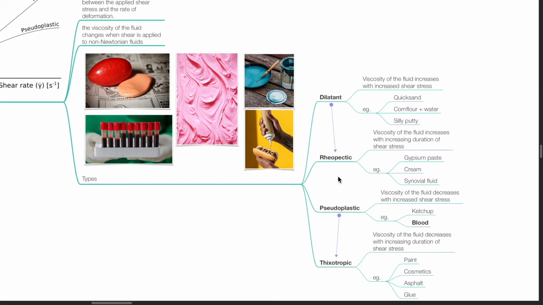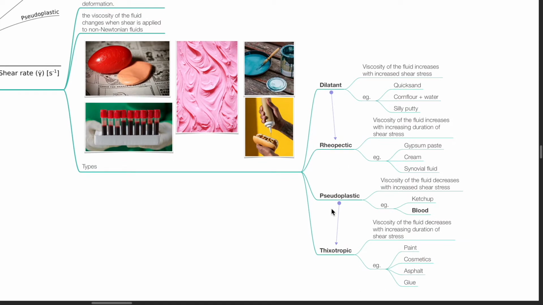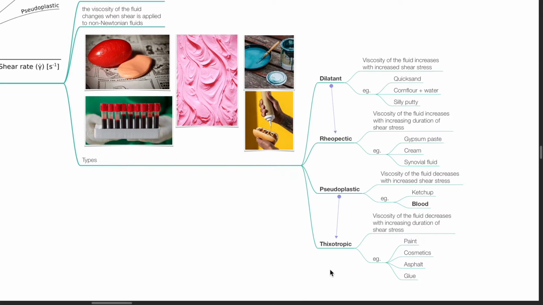In rheopactic fluids, viscosity of the fluid increases with increasing duration of shear stress. Examples include gypsum paste, cream, and synovial fluid. In pseudoplastic fluids, viscosity of the fluid decreases with increased shear stress. Examples include blood and ketchup. In thixotropic fluids, viscosity of the fluid decreases with increasing duration of shear stress. Examples include paint, cosmetics, asphalt, and glue.